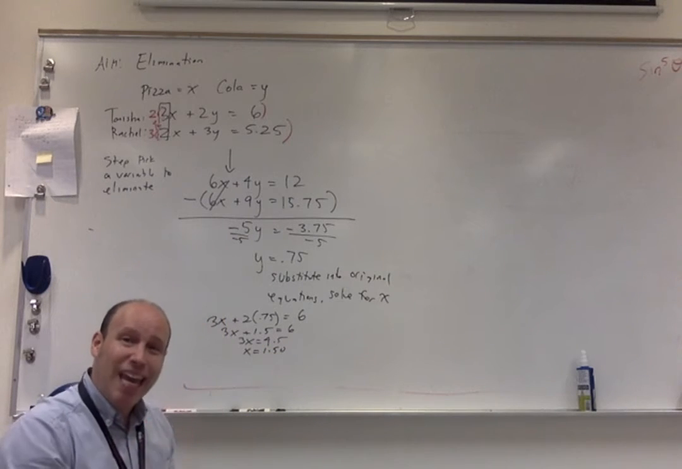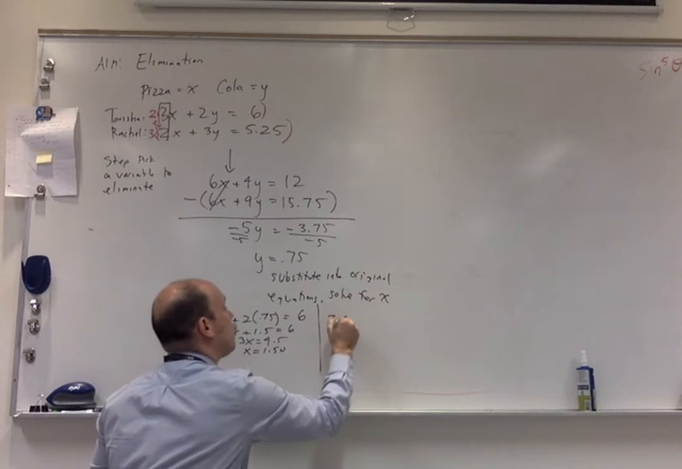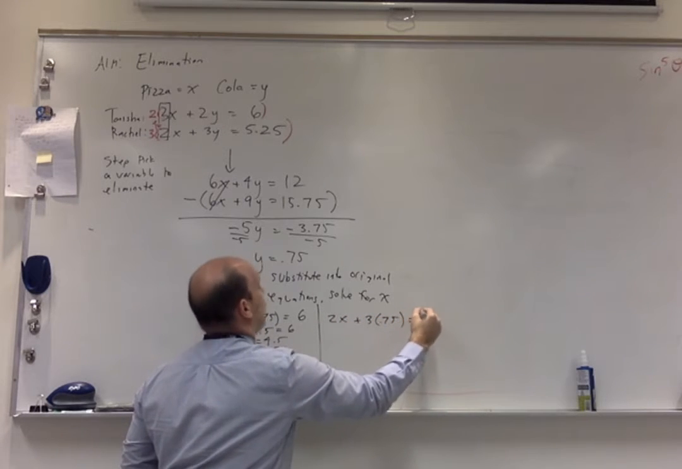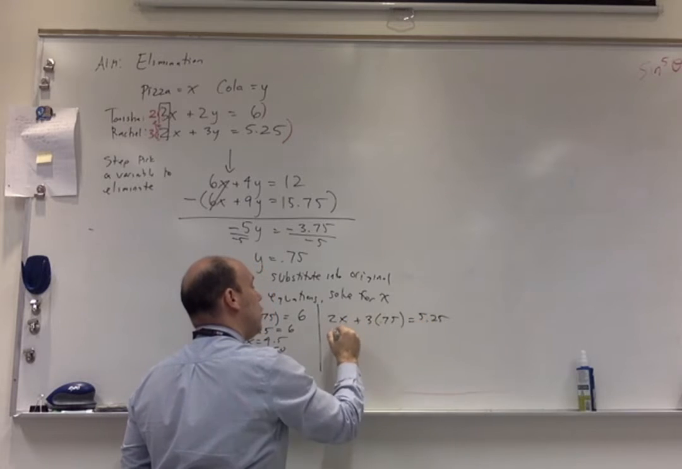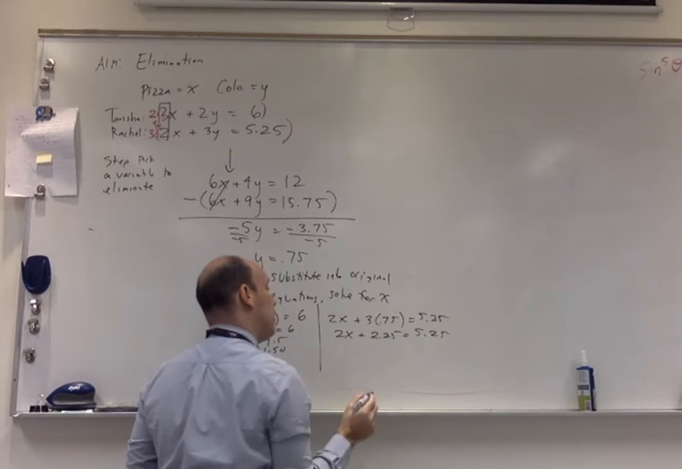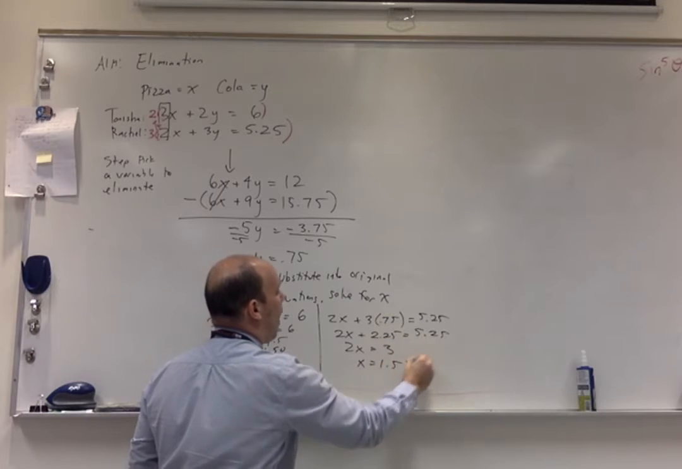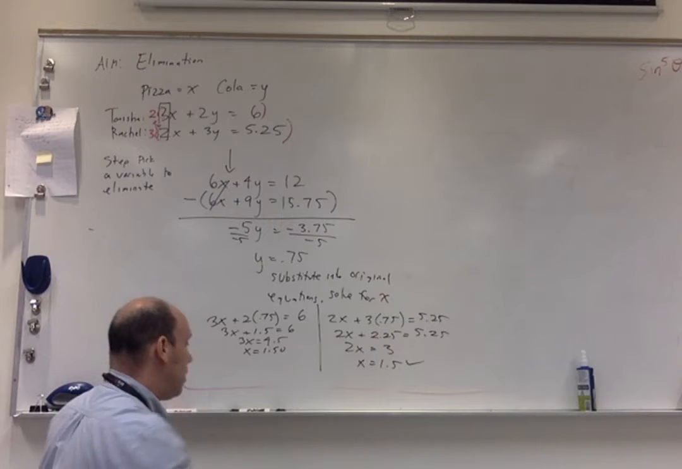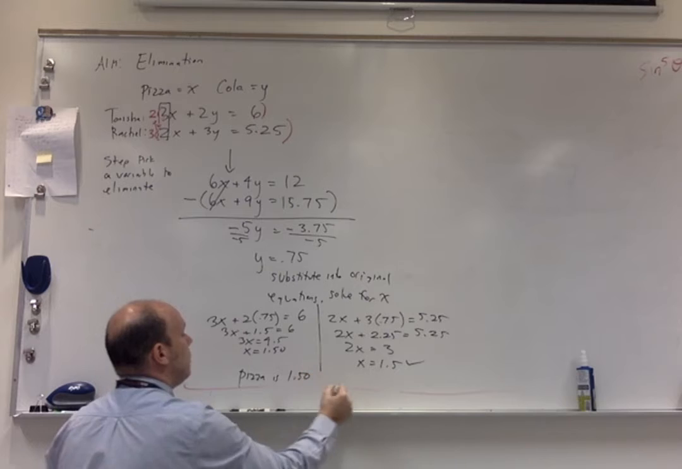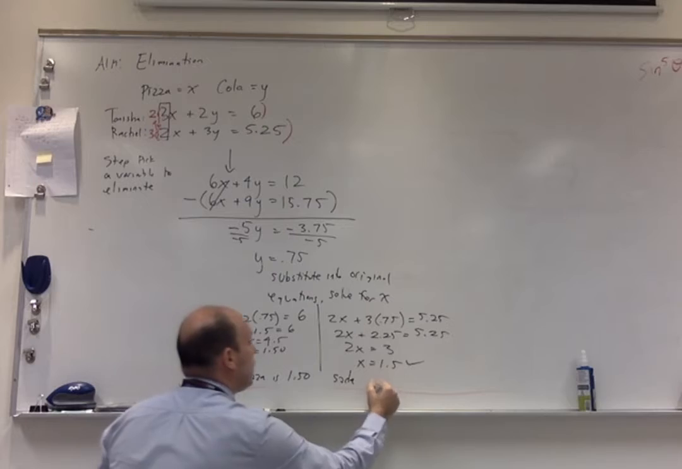A good student will check in the other equation also. We have a second equation: 2x plus 3 times 0.75 equals 5.25. 2x plus 2.25 equals 5.25. 2x equals 3. X equals 1.5. Nice. Final answer, pizza is $1.50, and soda is 75 cents.